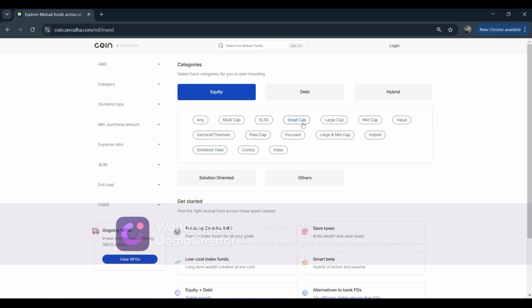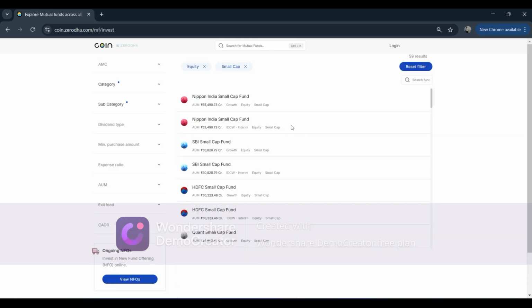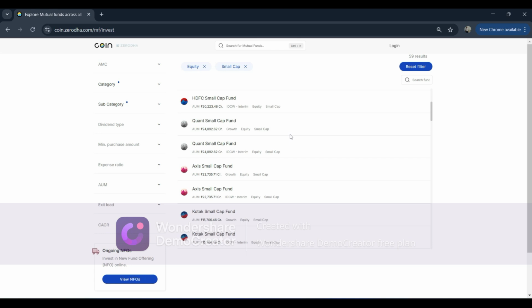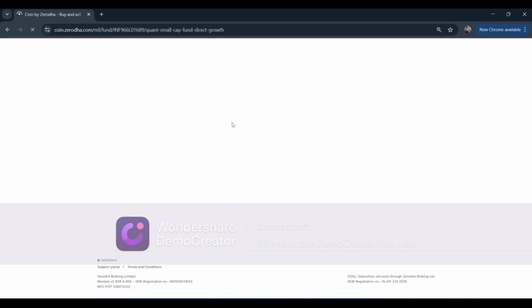So what does small cap state? Small cap states that the mutual fund is investing in small cap companies. Small cap companies start from rank 250 till the rest of the companies that are available in the Indian stock market, based on market capitalization. If I click on small cap, you see these are the various small cap funds that are available in the Indian stock market. Today we will be discussing specifically Quant Small Cap. So let's click on Quant Small Cap.